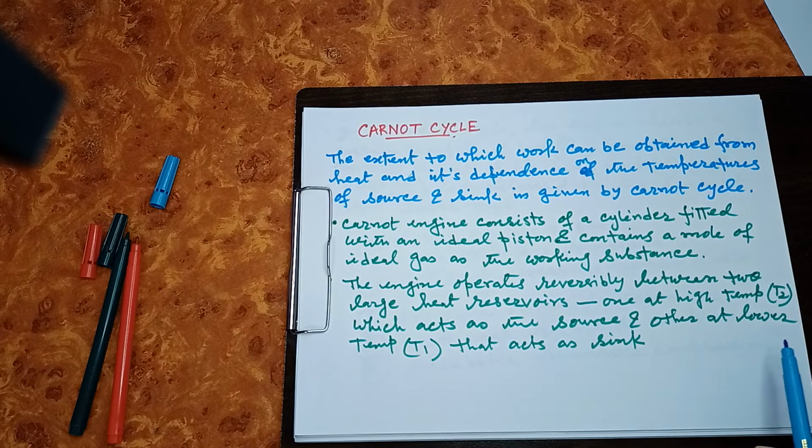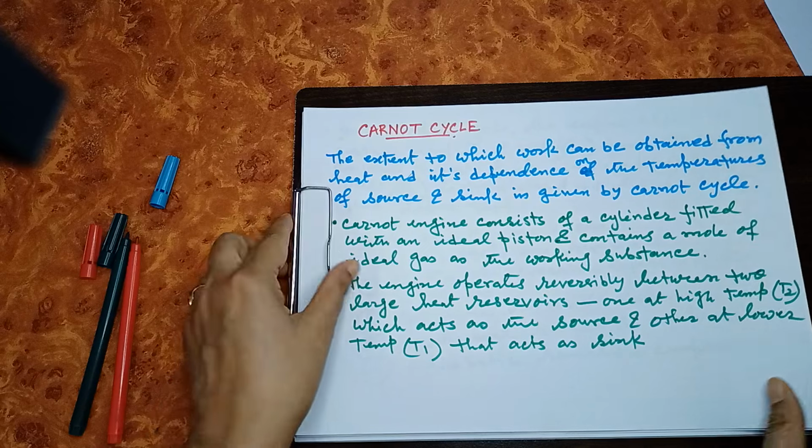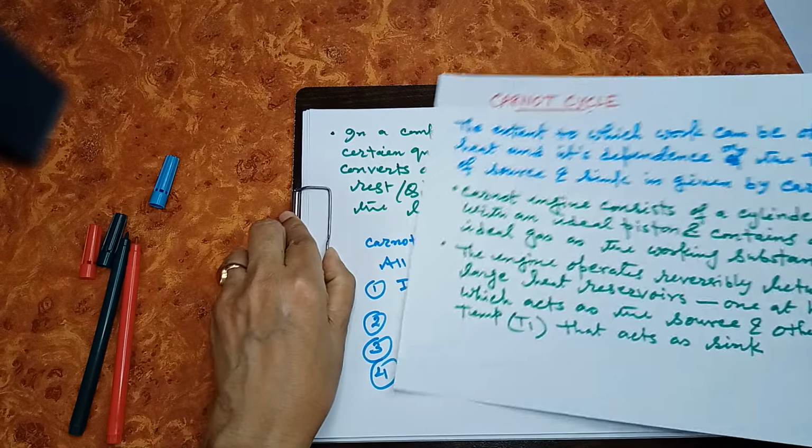One is at high temperature T2, which is acting as the source. That means from that reservoir, the heat engine absorbs the heat. And the other reservoir is at lower temperature T1, which is acting as the sink. That means the residual heat is released to that reservoir during the process by the heat engine.